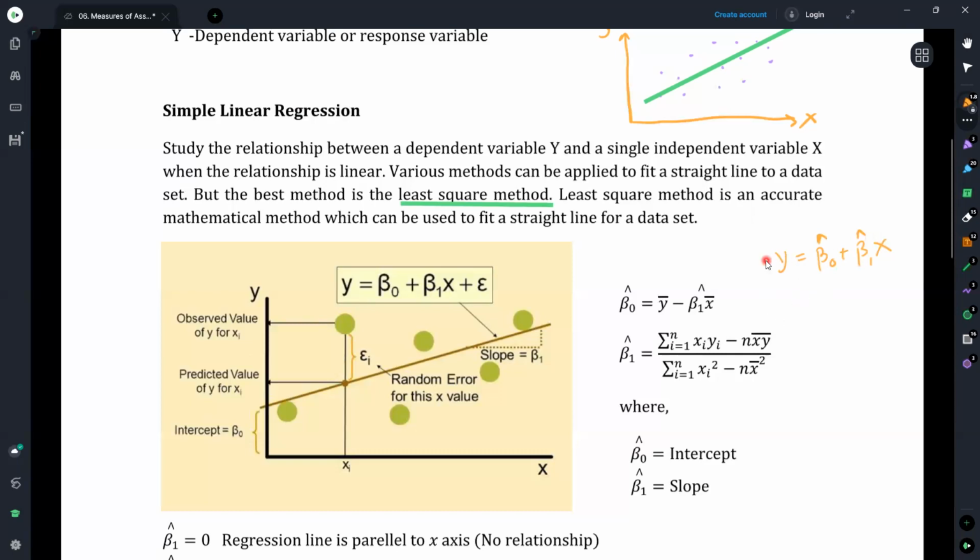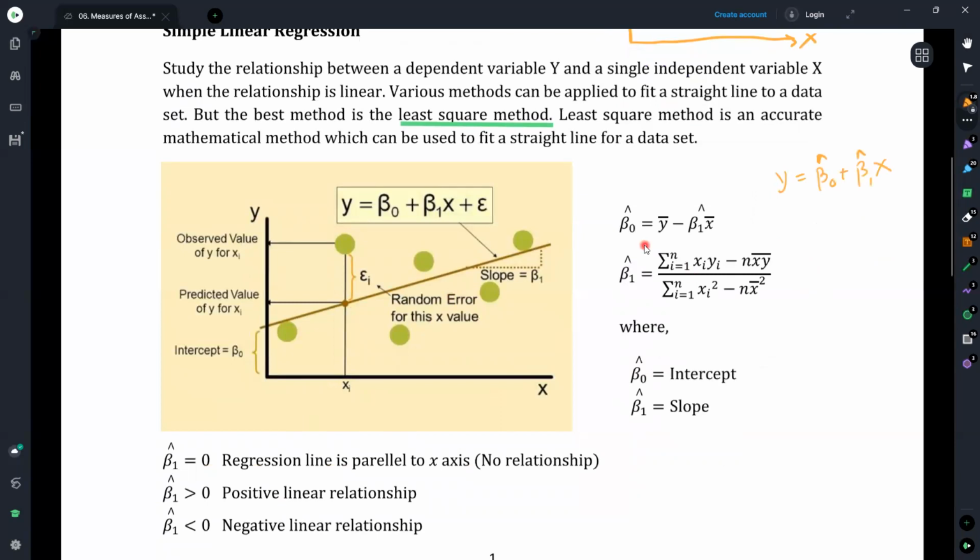The estimates of the parameters beta naught hat and beta 1 hat can be obtained using the set of equations provided here. Beta naught hat can be obtained as y bar minus beta 1 hat times x bar. To obtain the value of beta naught hat, we need the value for beta 1 hat as well. And beta 1 hat can be obtained using the equation summation of xy minus n x bar times y bar, over summation of x squared minus n x bar squared. Therefore, using these two equations, we can simply obtain the values for beta 1 and beta naught.